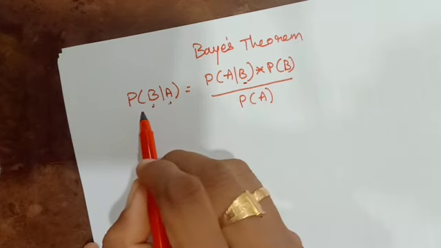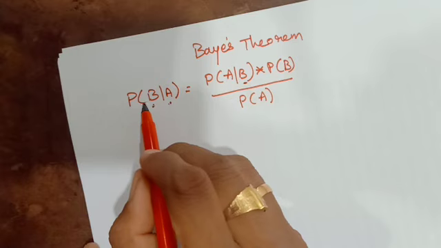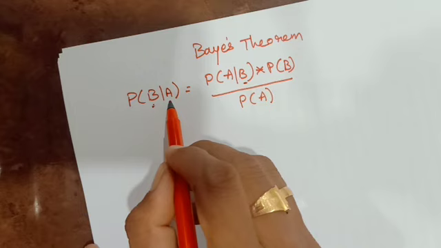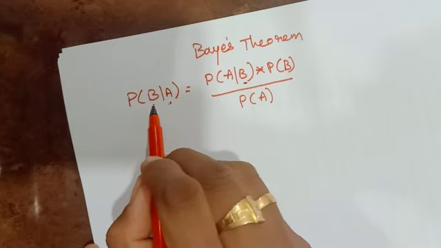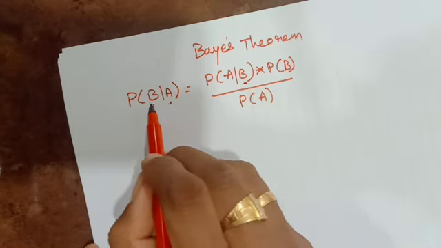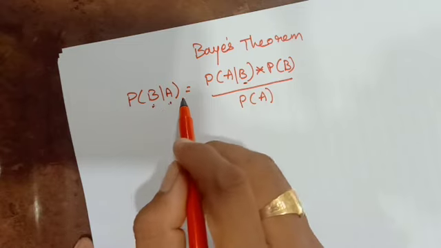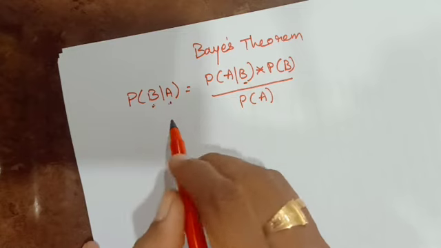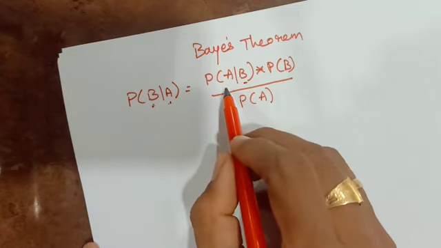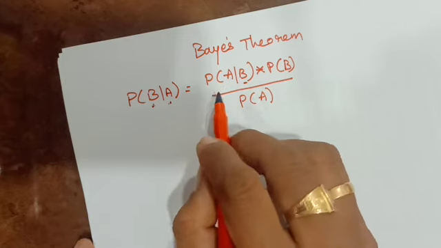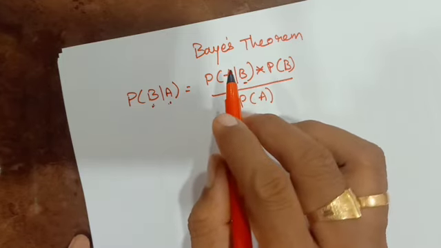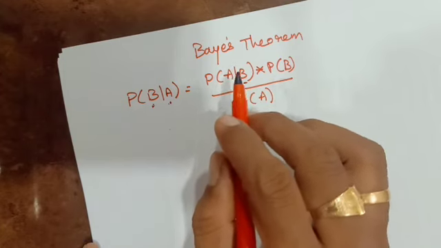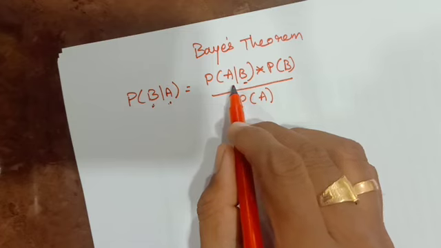The posterior probability is called that because the event has already occurred, it has already happened. Likelihood means the chance that it may occur, so I am considering this as true.